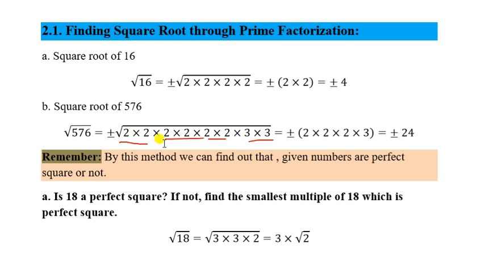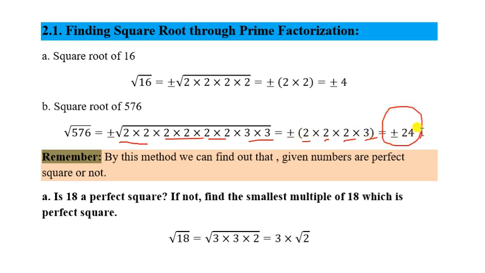Remember, only the same number will make a pair here, not 2 into 3 or 3 into 4. Only the same number can make a pair. So here 2 into 2, one time; 2 into 2, one more time; and again here 2 into 2, one more time; and 3 into 3, one time. Now if we multiply 2 into 2 into 2 into 3, we'll get 24.